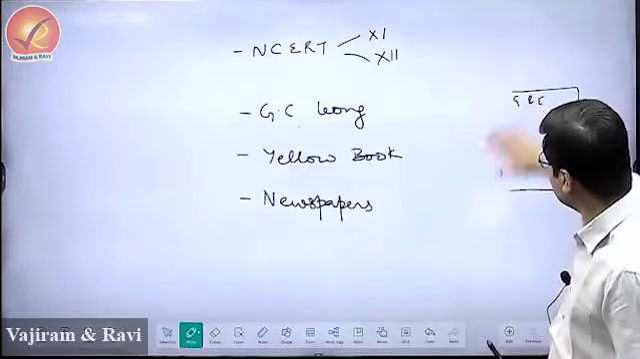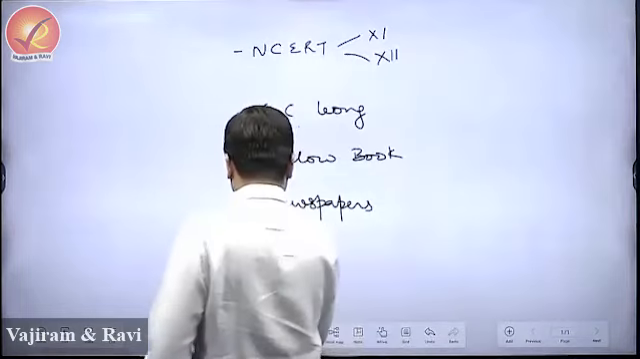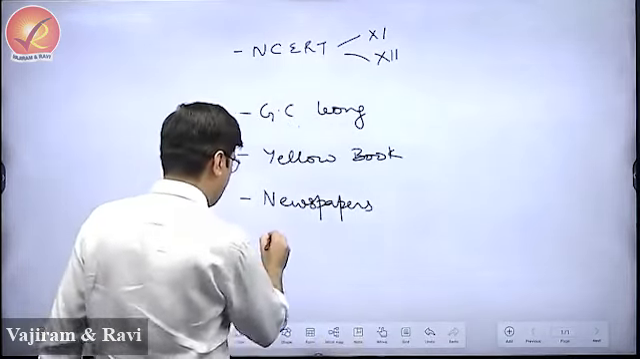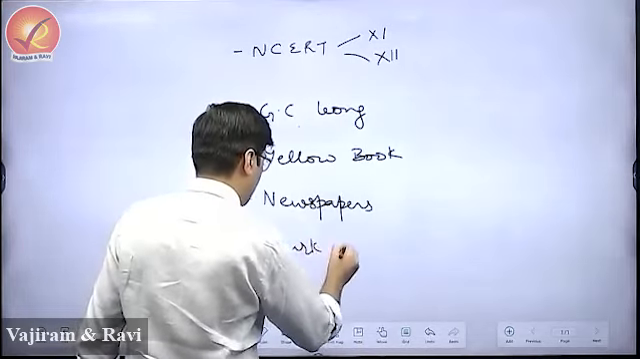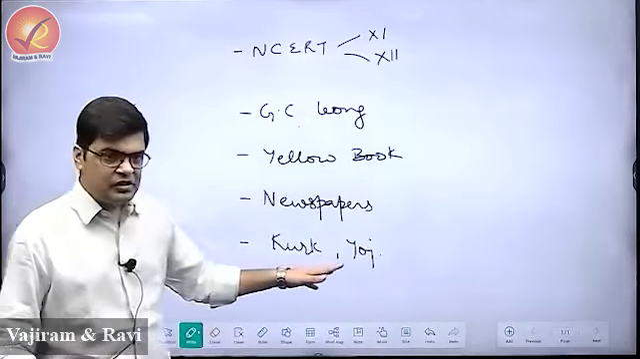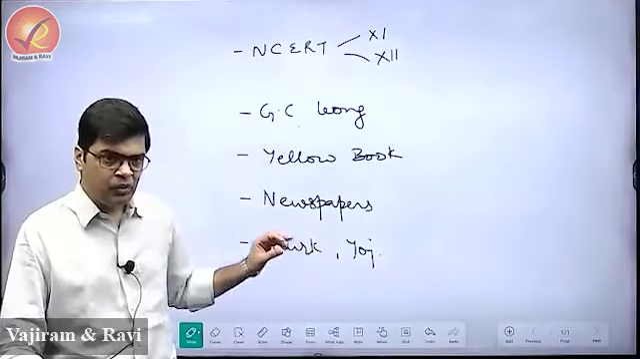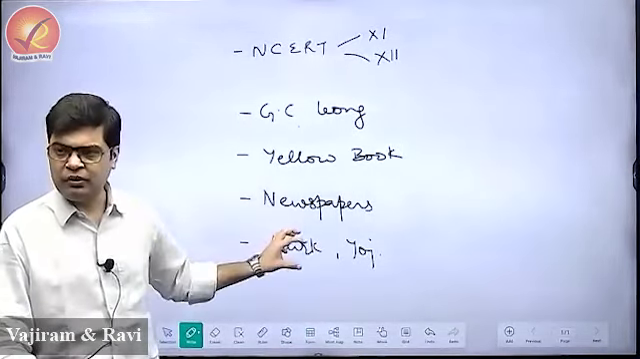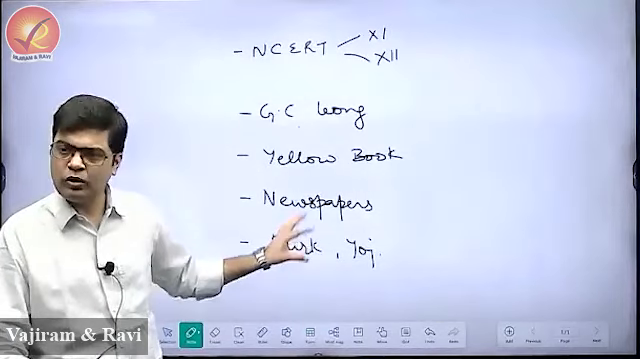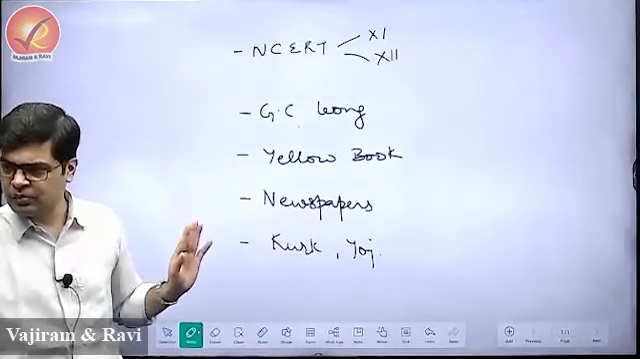Other than this, you can read some magazines as well, for example Kurukshetra or Yojana. Now these are monthly magazines released by government departments. For my topics at least, Kurukshetra will be more important because it is a magazine on rural affairs. Agriculture related topics are very often to be found in Kurukshetra.